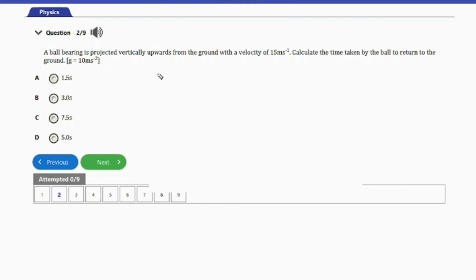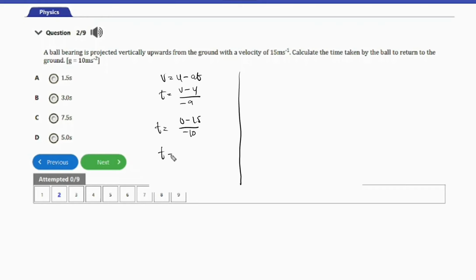If we use this here, we have that v is equal to u minus at, and in that case, if we make t the subject of this equation, it becomes v minus u over a. Let's note that this becomes v minus u over negative a. So in that case, we have 0 minus 15 over negative 10, and that's negative 15 over negative 10.